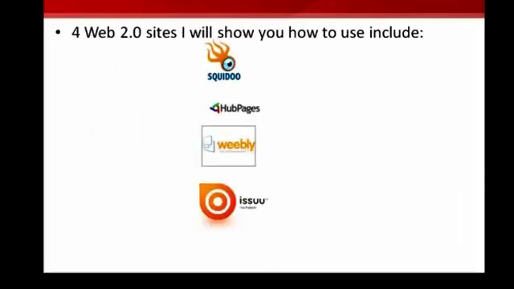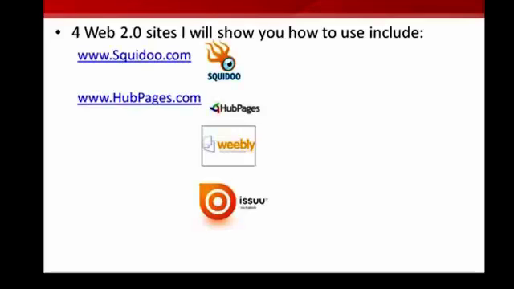So here are a few websites. The four Web 2.0 sites I will show you how to use include squidoo.com, hubpages.com, weebly.com, and issuu.com. That's a new one. You've probably never heard of issuu.com before. It's a really cool tool, but here are the four Web 2.0 properties I'll show you how to use right now. And I'm going to jump right in.